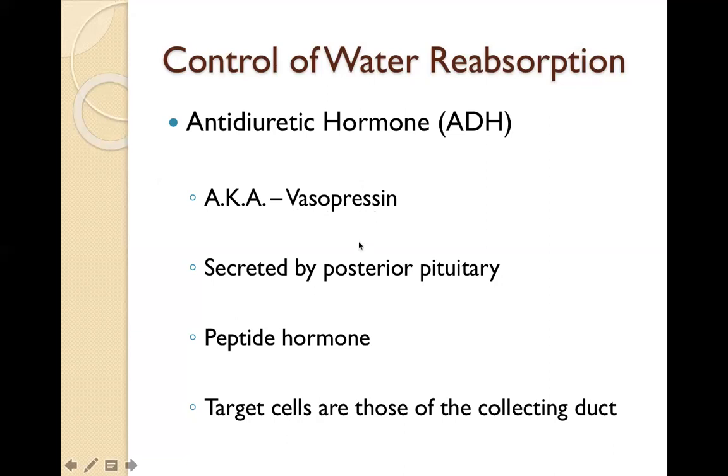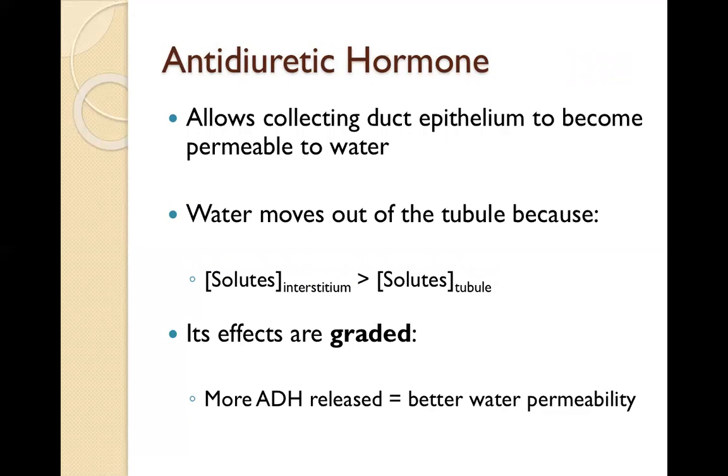This hormone is secreted by the posterior pituitary. It's the posterior aspect of the pituitary gland. And it is considered a peptide hormone, so it's comprised of a sequence of amino acids. The target cells are those that are within the collecting duct. The way that it works is that it allows the collecting duct epithelium to become permeable to water. The water moves out of the tubule because the amount of solutes in the collecting duct is quite a bit less than the amount of solutes in the interstitium. We're going to look at an image of this.